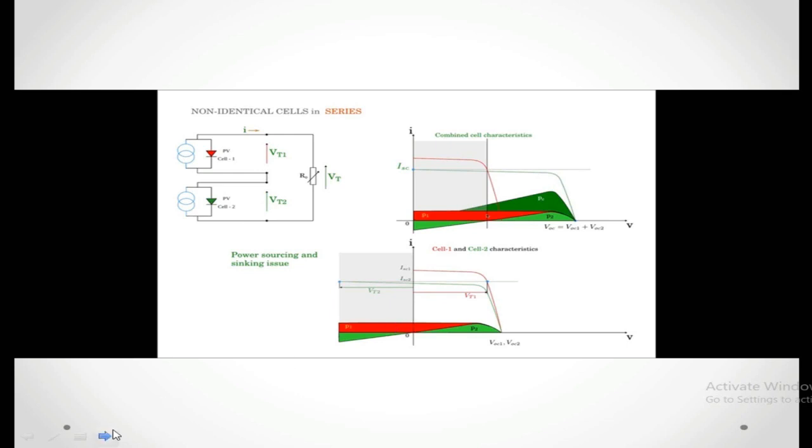Here, if you superimpose the power characteristics of the first cell, which is almost constant, the red one indicates the power characteristics of the first cell, which equals VT1 into ISC1. The series current is the same for both cells, so ISC1 is almost constant, and there is not much deviation, so the power is kept constant. So these are the characteristics of the first cell. Here the second cell is acting as a sink after some period, and the power sourcing and sinking issue is happening. Thank you.